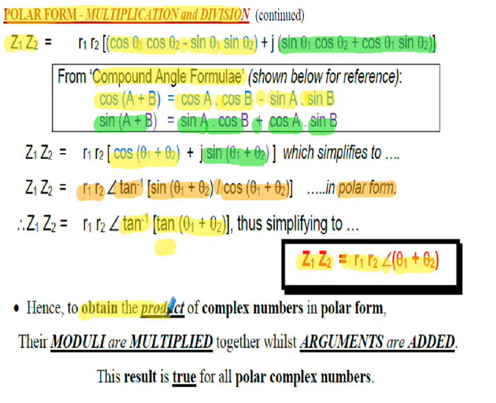So to obtain the product of complex numbers in polar form, we simply multiply the moduli together, multiply the r's together, and add the arguments, add the theta terms together. And this result is true for all complex numbers in polar form. In comparison to multiplication in Cartesian form, when we have to expand brackets, collect like terms together and simplify, in polar form it's a much easier process.